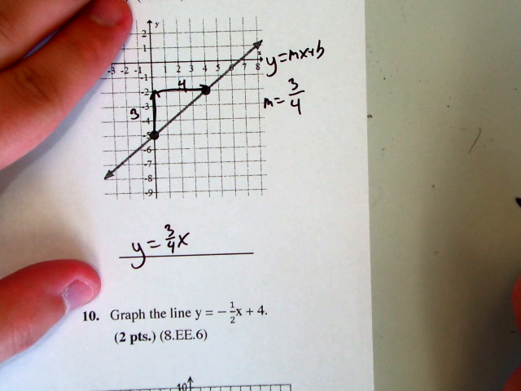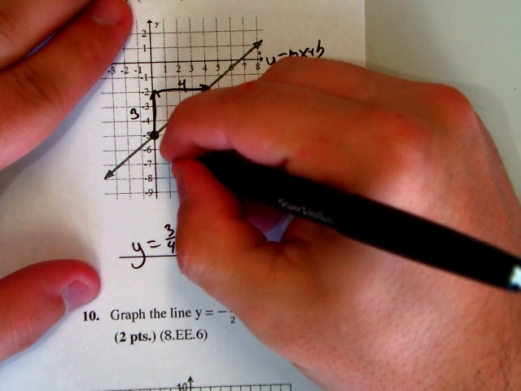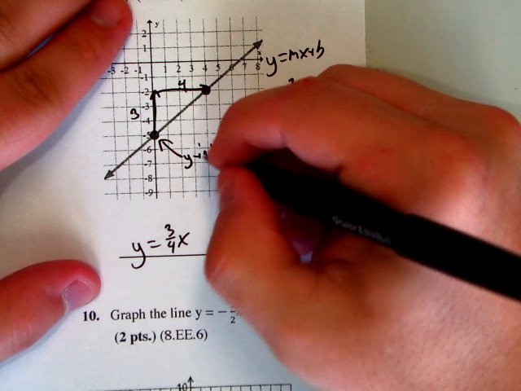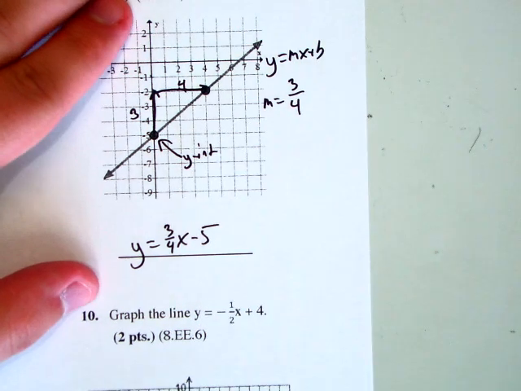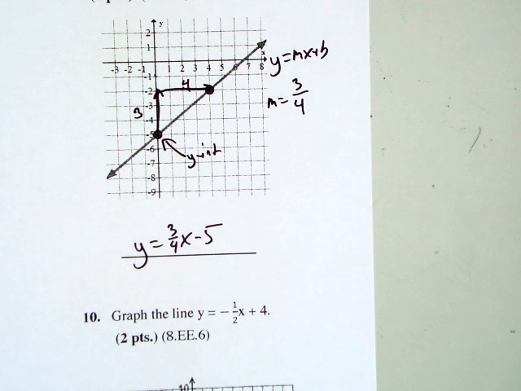So far, that's my equation. Right here is my y-intercept. I go down 1, 2, 3, 4, 5. So this is y equals 3/4 x minus 5.